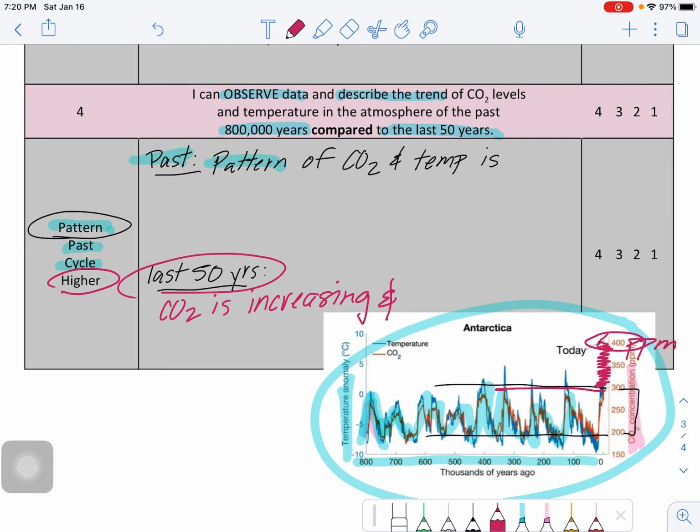So we really want to make sure that we're differentiating between the past of this up and down cycle compared to the now, which is a very steady increase going higher than we've ever seen before.